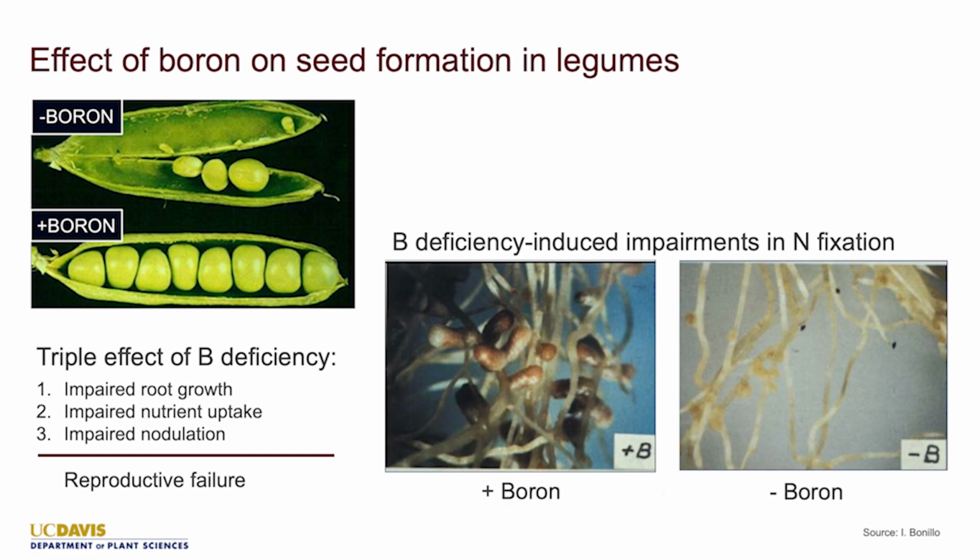So in the case of legumes, you have a triple effect acting to cause poor reproductive success. You've got impaired root growth, compromising nutrient uptake, including boron uptake. You have impaired nutrient uptake, compromising the health of the plant, and you have impaired nodulation. And those three factors act together to result in the reproductive failure that we see.